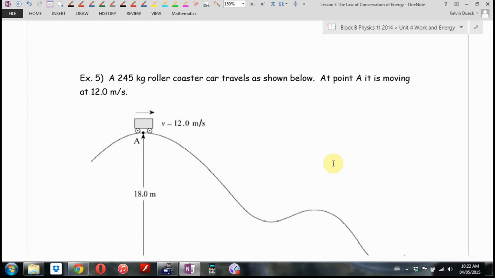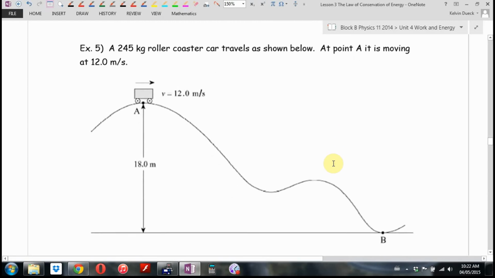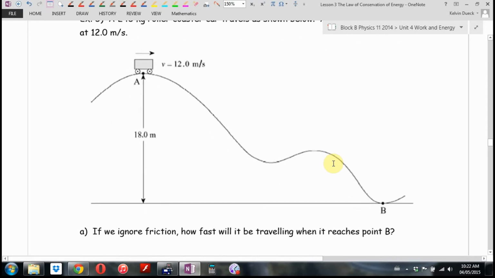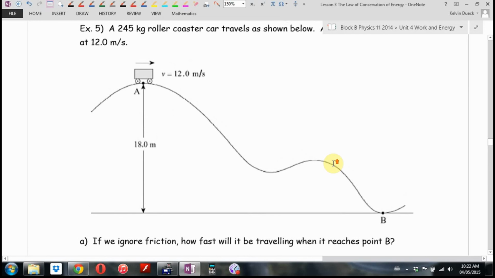Example 5. A roller coaster car travels as shown below. At point A, it is moving 12 meters per second. If we ignore friction, how fast will it be traveling when it reaches point B? Is there a change in height? Is there a change in speed? Is there a yucky, curvy path? This is a job for conservation of energy.